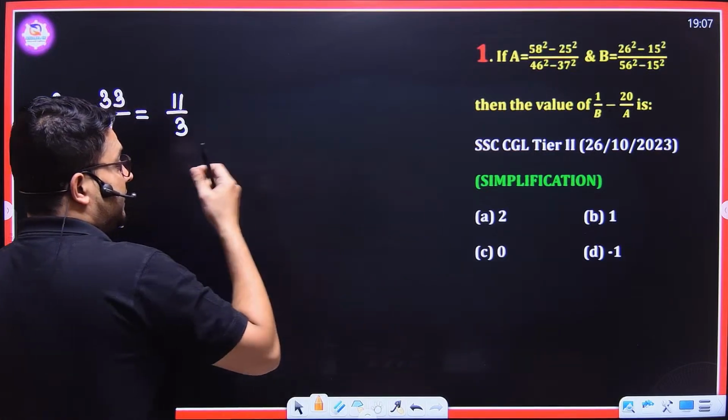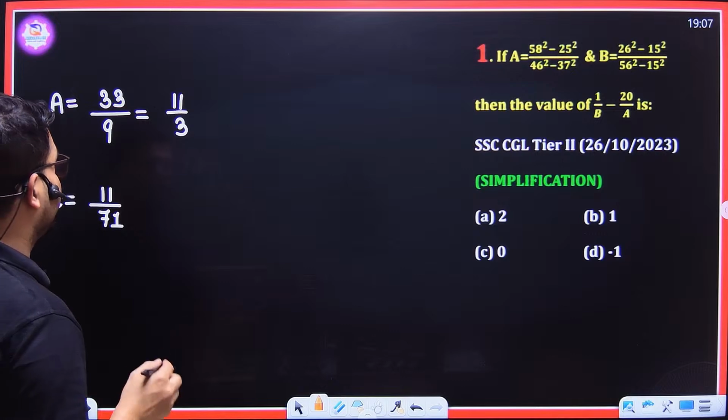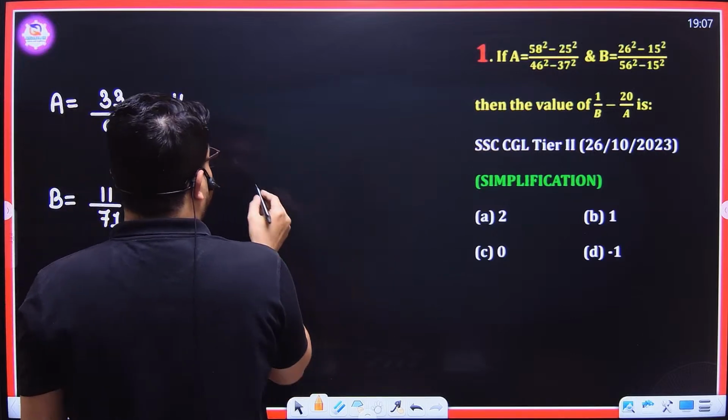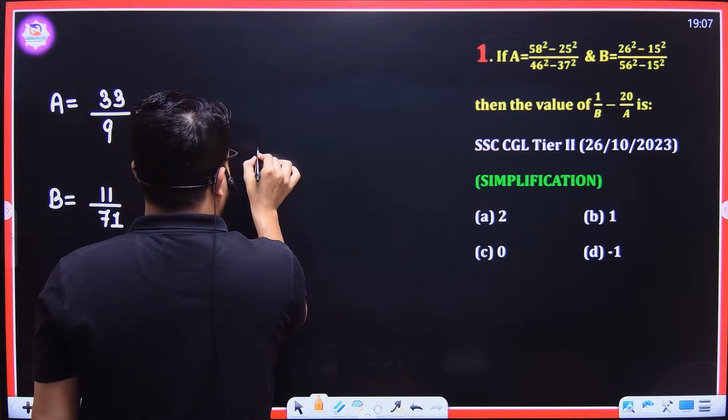See, I have to calculate 1 upon B minus 20 upon A. If I have to calculate 20 upon A, I have to calculate what 1 upon B.